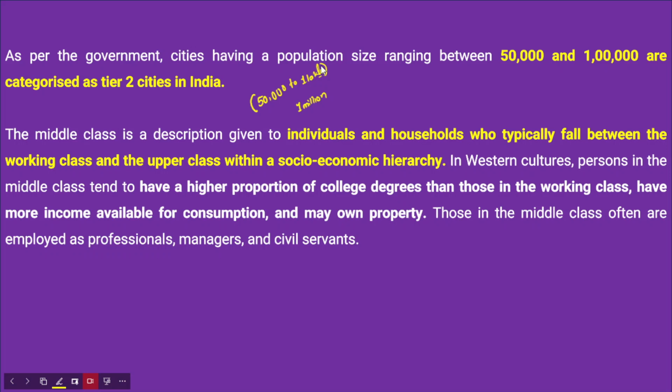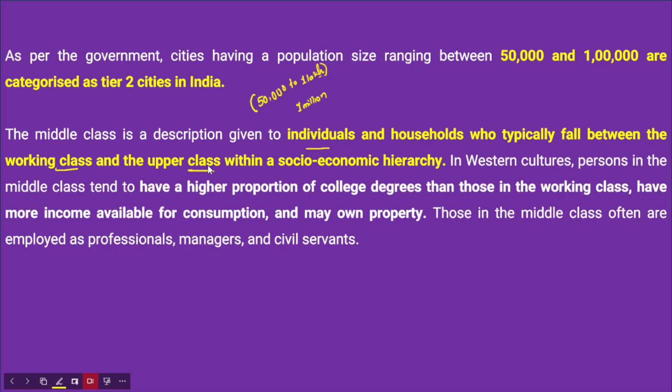And if you look at the middle class, what is the definition of a middle class? The middle class generally refers to individuals or households who fall between the working class and the upper class within a socio-economic hierarchy. We have different socio-economic hierarchies, whether we are in villages, rural areas or urban areas. In tier 2 cities, we can consider middle class groups as the individuals who fall between the working class and the upper class within the socio-economic hierarchy.